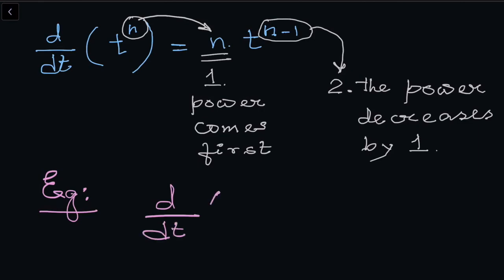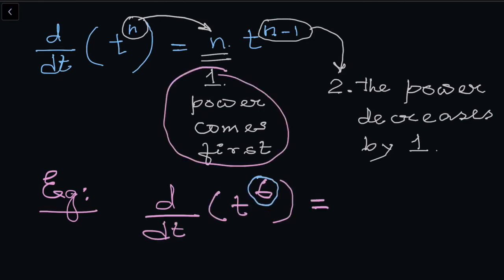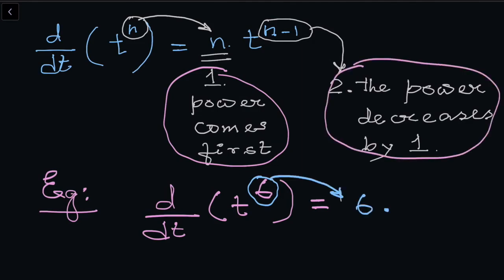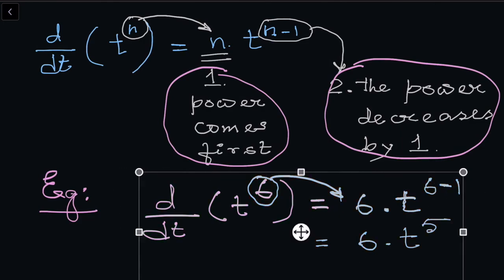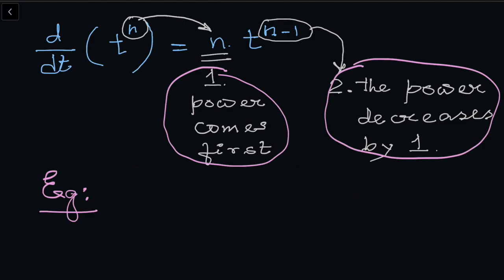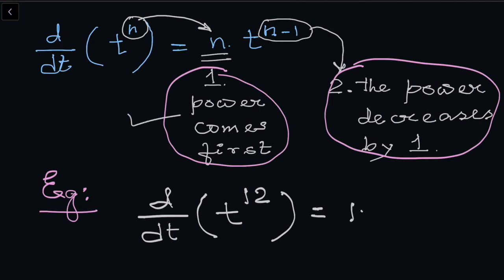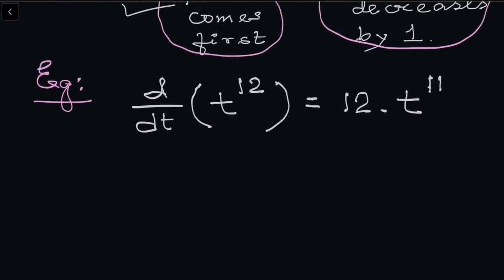Let us have an example. Suppose the differentiation of t to the power 6. Look at this. Power comes first, 6 comes first here. Then look at the power of t. Second part, power of t should become 6 minus 1, that is t to the power 5. So 6 into t to the power 5. Now let us take another example. Differentiation of t to the power 12. First part, power comes first, 12. Second part, power decreases by 1, t to the power 11.